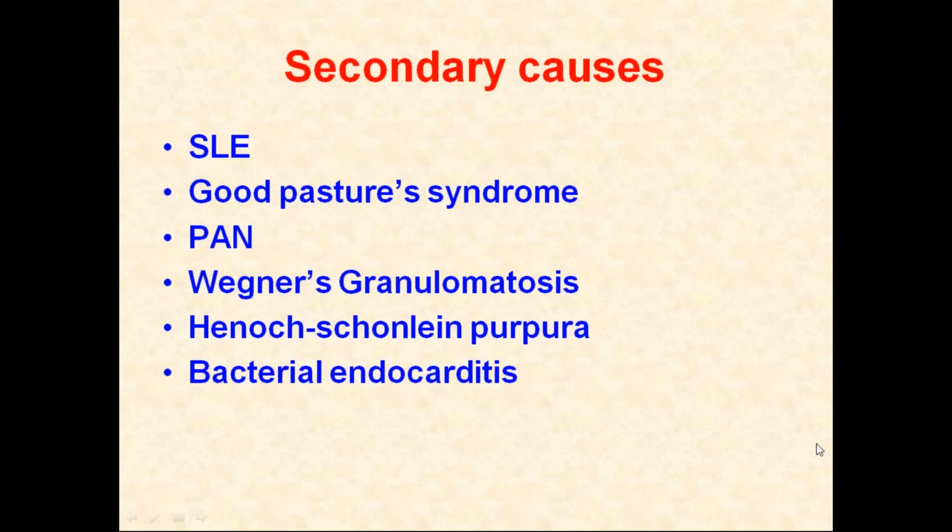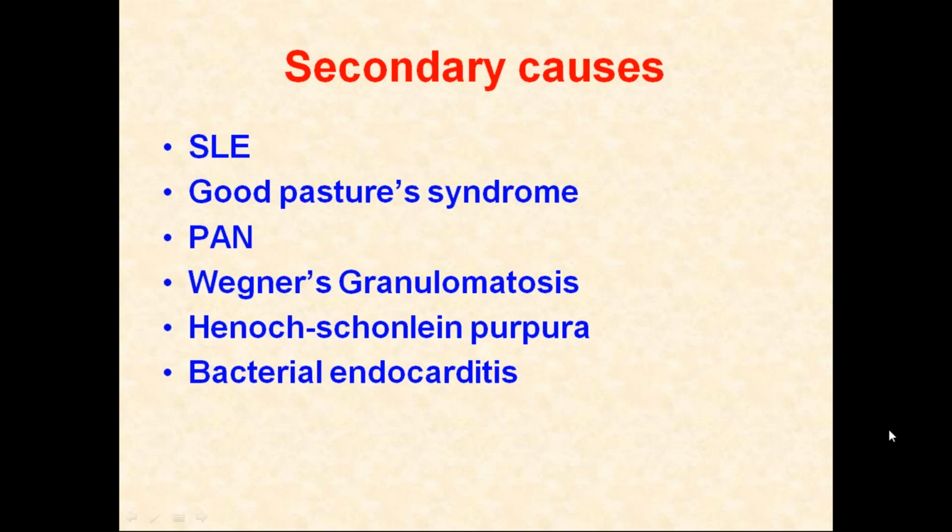Secondary causes are systemic lupus erythematosus, Goodpasture syndrome, polyarteritis nodosa, Wegener's granulomatosis, HSP or Henoch-Schönlein purpura, and bacterial endocarditis. So we have dealt with the primary causes of glomerular nephritis. Now, what are the secondary causes? SLE or systemic lupus erythematosus, Goodpasture syndrome, polyarteritis nodosa, Wegener's granulomatosis, HSP, Henoch-Schönlein purpura, and bacterial endocarditis. These also cause nephritic syndrome.